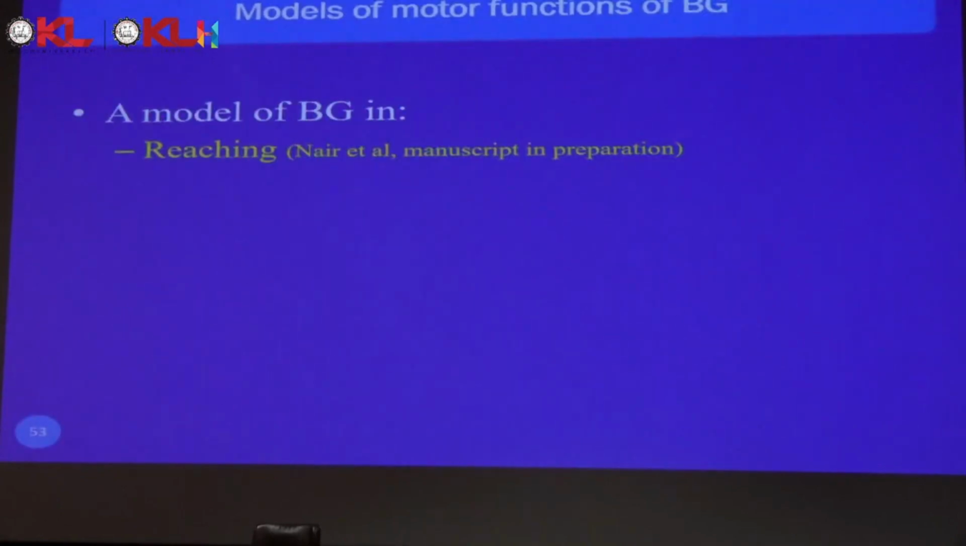I'll talk about reaching in this. We haven't touched affective functions, that is emotions and all that, and we haven't touched autonomic function. Why do you get constipation? All that we haven't done. Sleep regulation in Parkinson's, we haven't touched that, although we have done some separate work on sleep modeling.